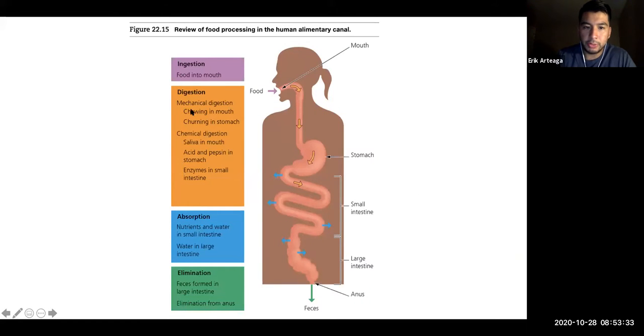All right, so we have ingestion, food in the mouth. Digestion: mechanical digestion, chewing in the mouth and churning in the stomach; chemical digestion, saliva in the mouth, acid and pepsin in the stomach, enzymes in the small intestine, right? So here we have the digestion and absorption of the food. Nutrients and water: nutrients and water absorption in the small intestine, water in the large intestine. So important to note there. Nutrients are very important in the small intestine, but the large intestine is going to be water reclamation from your feces, right? So elimination: feces formed in the large intestine, elimination from the anus.